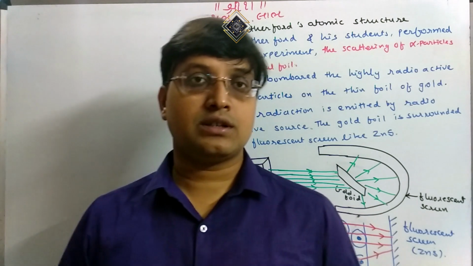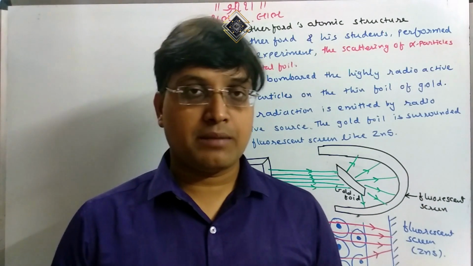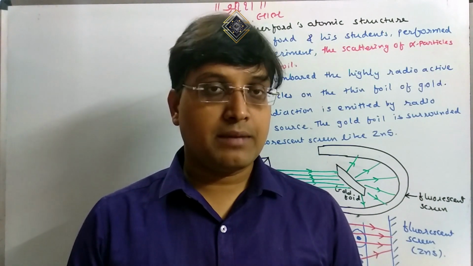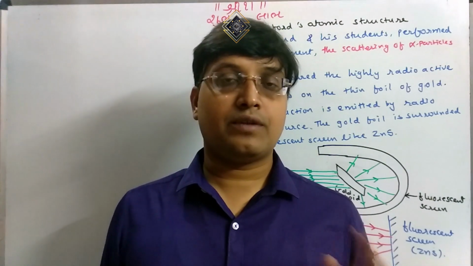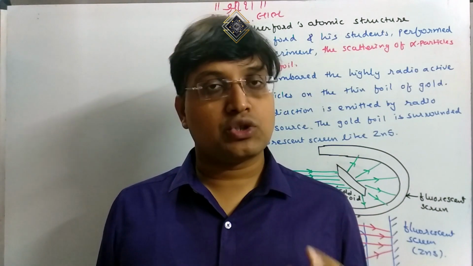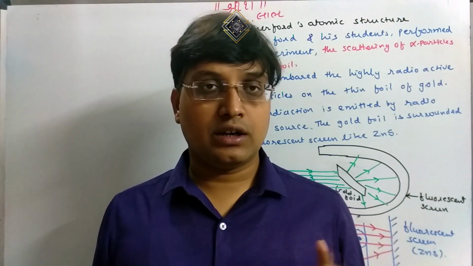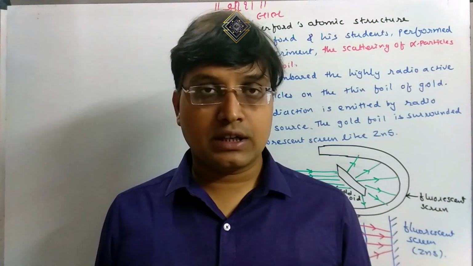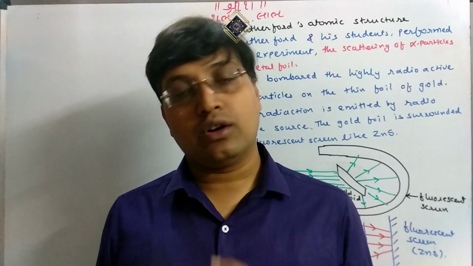Rutherford and his students, after performing the experiment, made the following observations. First, most of the alpha rays are passing through the gold foil. Some of them show a little deflection. And third, hardly one ray out of 20,000 is bounced back at an angle of 180 degrees.